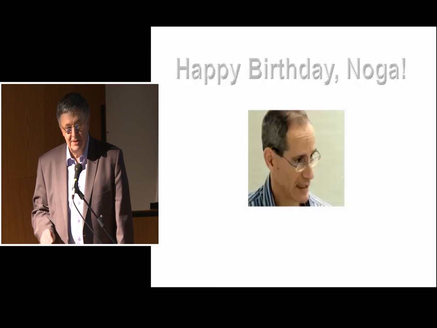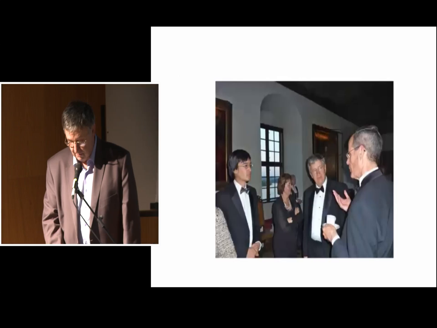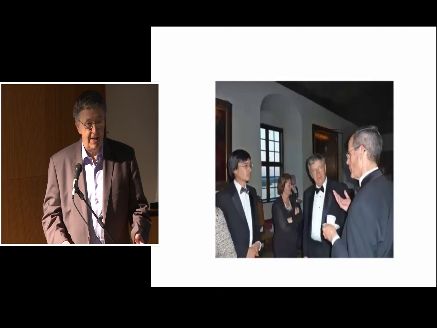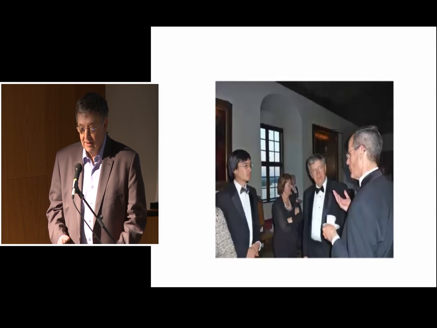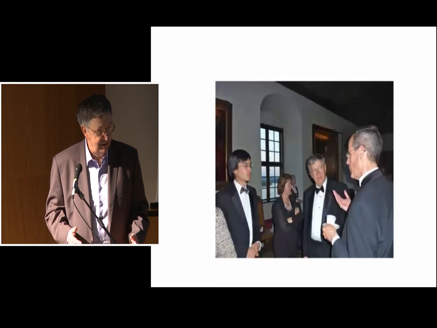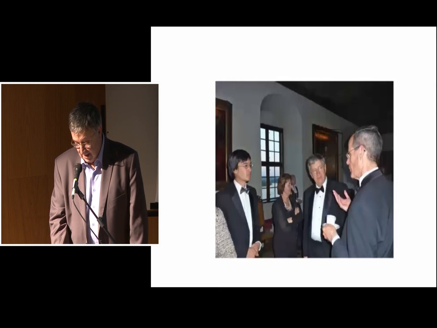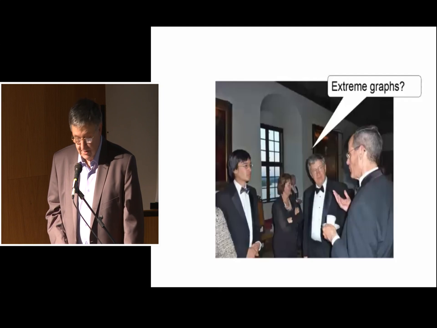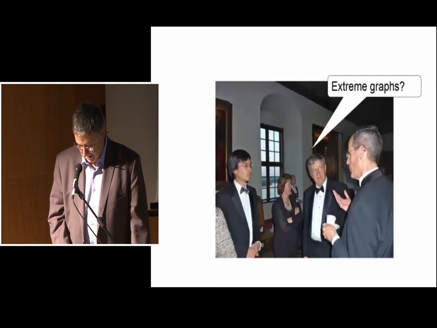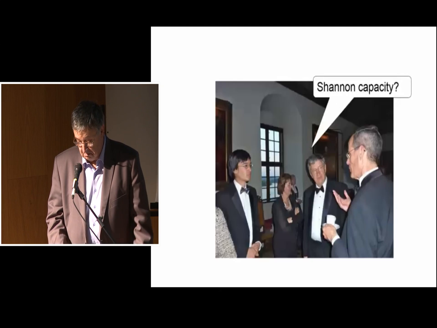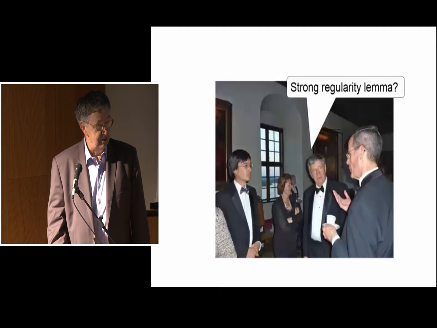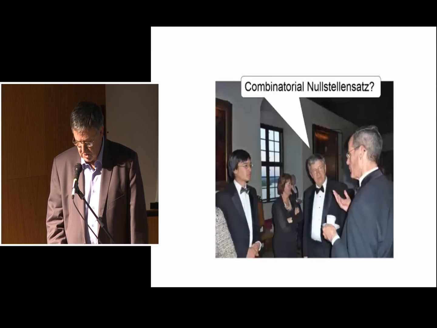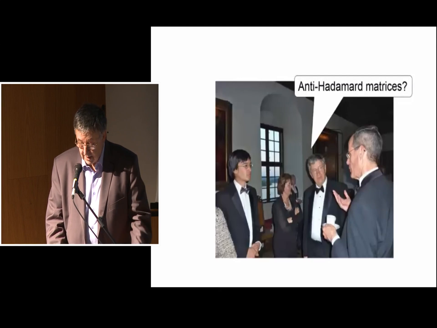It was not so easy to find out what I should talk about today. There's another picture, and because this is really an embarrassment of riches, you can pick some result, maybe of Noga, and then try to talk about it. So I thought of extremal graphs, which I think we both learned from Uncle Paul, this beautiful subject, or maybe the Shannon capacity, the strong regularity lemma, property testing, combinatorial Nullstellensatz, and the other matrices.